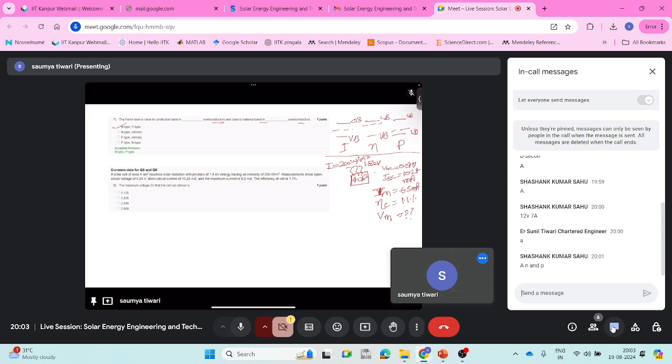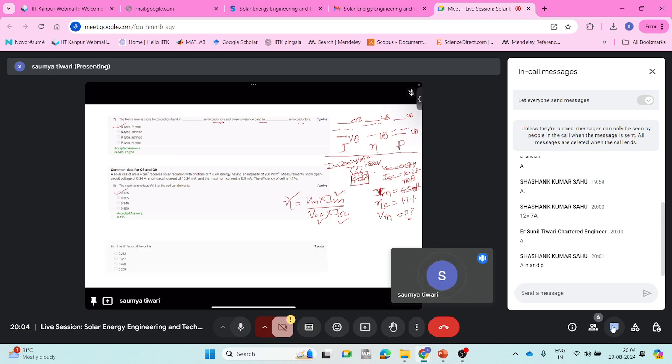Okay, so for that, since we do not have any time left for this session, I'll quickly explain it. So we know the efficiency formula, which is equal to Vm into Im upon Voc into Isc. This is given, Im is given, Voc is given, Isc is given. We can calculate the Vm value. That will come to 0.135.